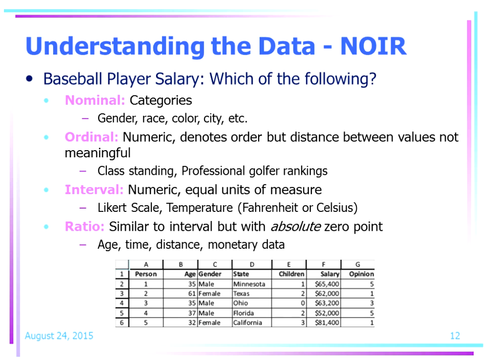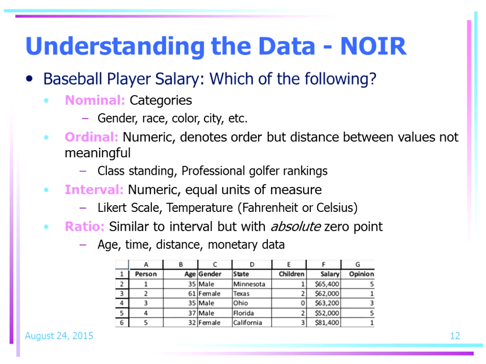Ordinal data. Numeric denotes order, but distance between the values is not meaningful. Class standing, professional golfer ranking, etc. Interval data. Numeric, equal units of measure. Likert scale, as I said.